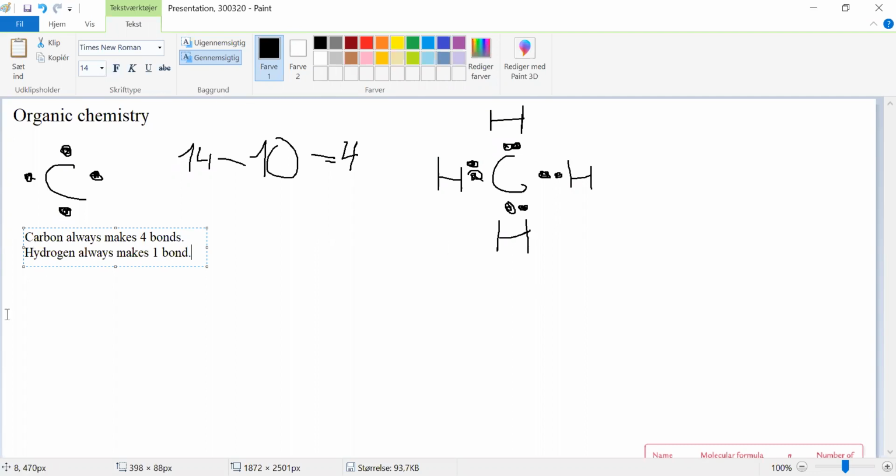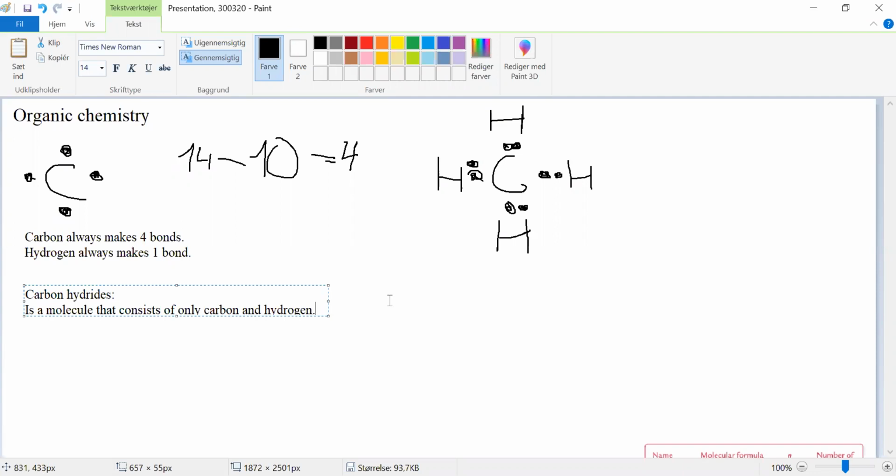So the next thing we're talking about is carbon hydrides. Sorry. So a carbon hydride is, for example, this molecule here. And a carbon hydride is a molecule that consists only of carbon and hydrogens. Only carbon and hydrogen.